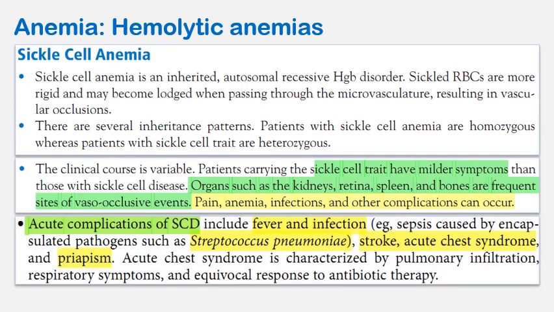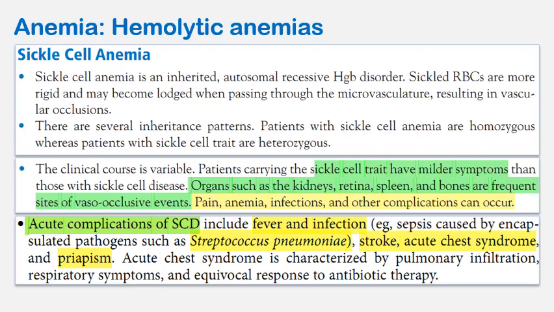The patient is most of the time well controlled, maybe stable, okay, but in acute cases they sometimes have episodes of hemolysis or acute complications of sickle cell disease, including fever and infection, especially infection by Streptococcus pneumoniae, stroke, acute chest syndrome, and priapism in younger patients.